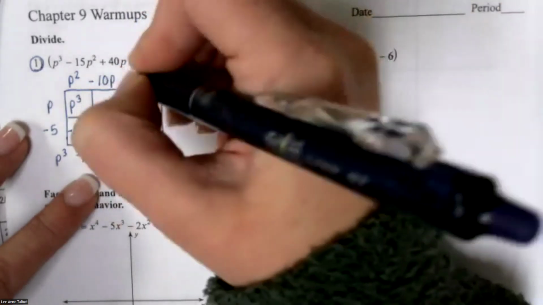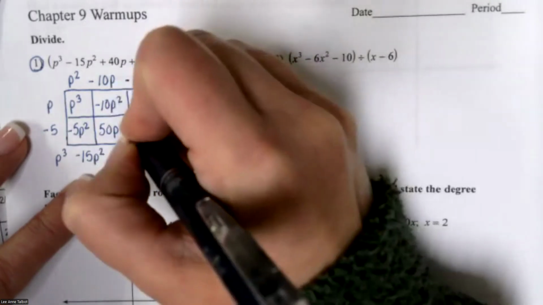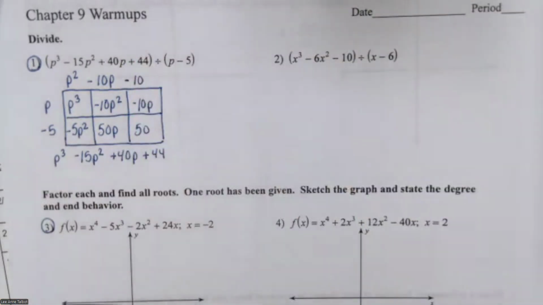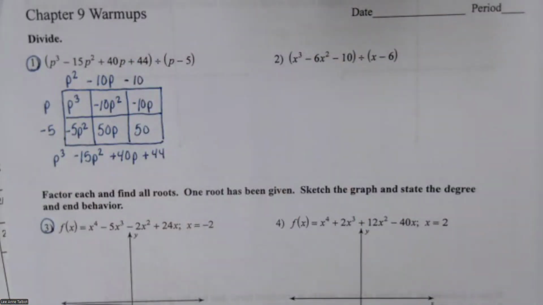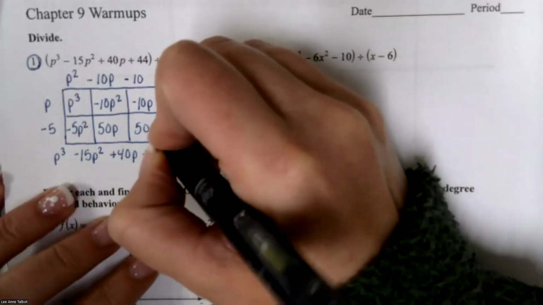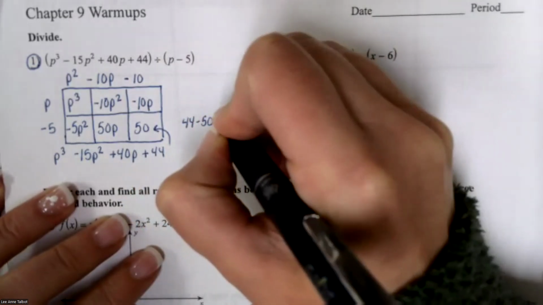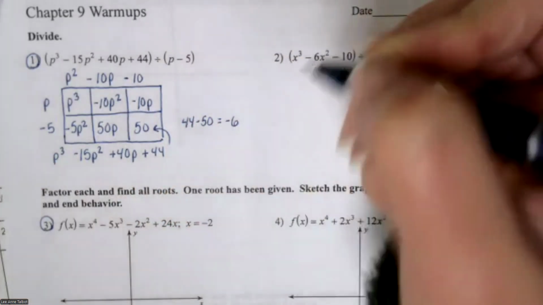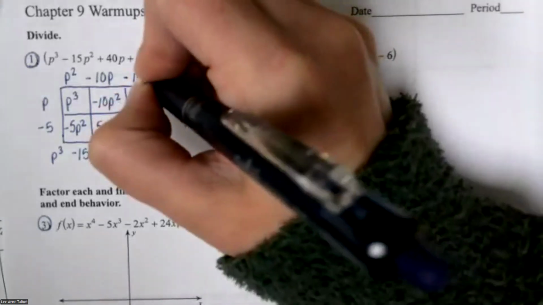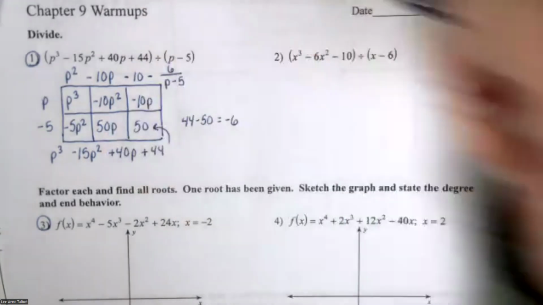Negative 10p, 10, 50. 44 minus 50, negative 6, minus 6 over p minus 5.